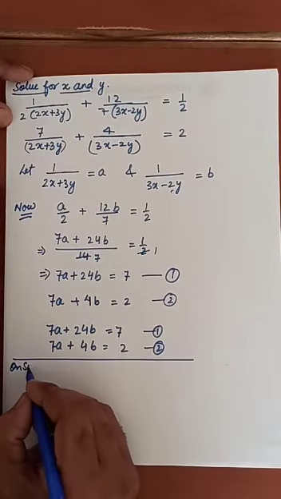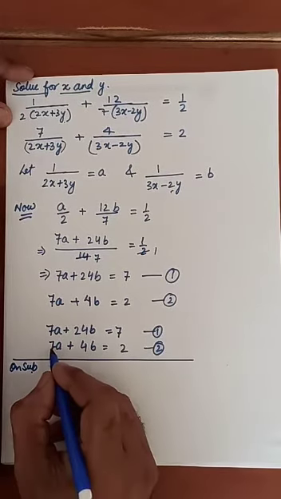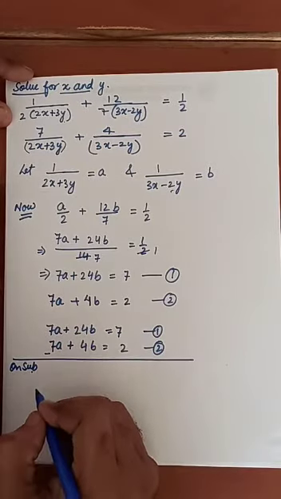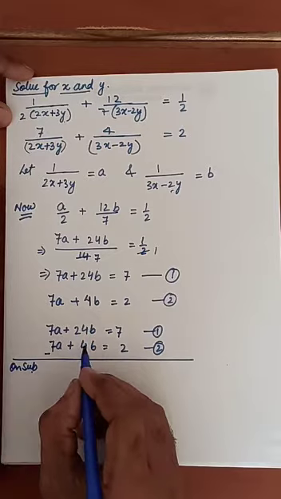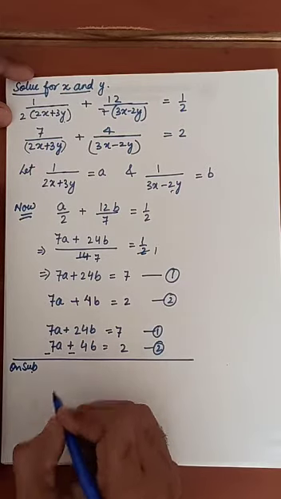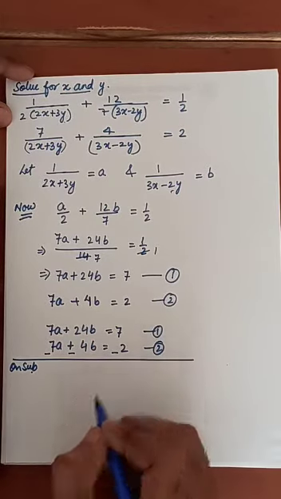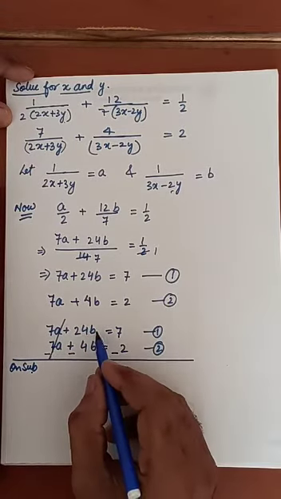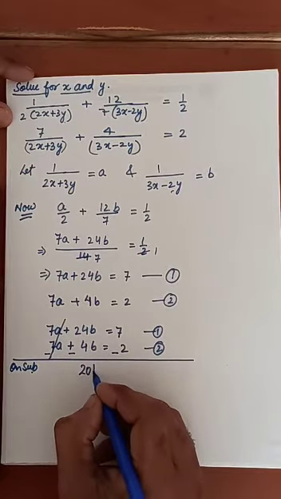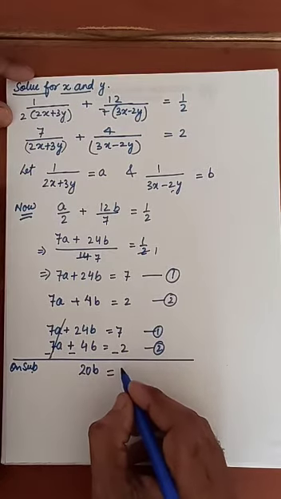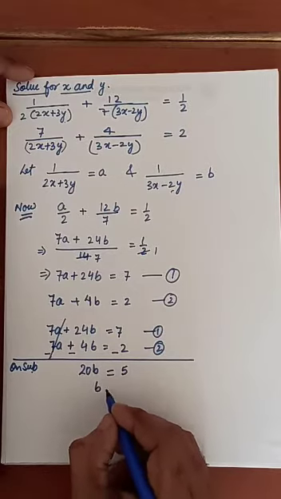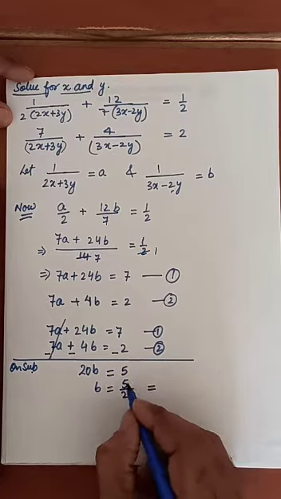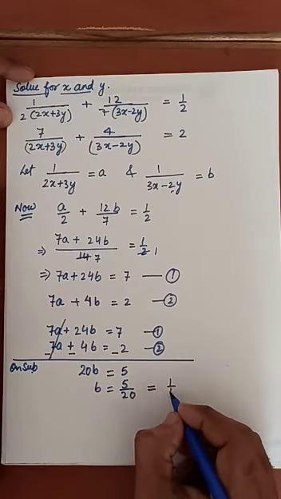Here we can write, on subtraction. What happens when you subtract equation number 2 from equation 1? On subtraction, signs are changed. Here it is plus 7a, so it will change to minus 7a. Plus 4b will change to minus 4b. Plus 2 will change to minus 2. So plus 7a and minus 7a will be cancelled out. 24b minus 4b, that will be 20b. And 7 minus 2, that is 5. So b is equals to 5 upon 20. It means the value of b is coming 1 upon 4.